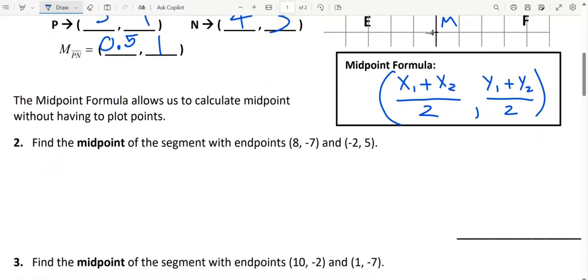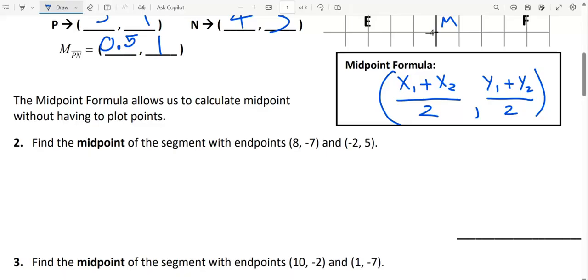Is everyone seeing that? It is basically the average of the x's and the average of the y's. Another word for that is mean. The mean, where you add up the x's and divide by 2, because there's two numbers. And you add up the y's and divide by 2, because there's two numbers. You're averaging them out. That's it. Okay. Yes. Let's just see it in action.